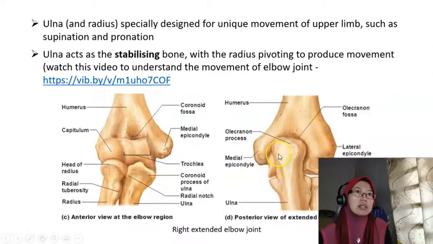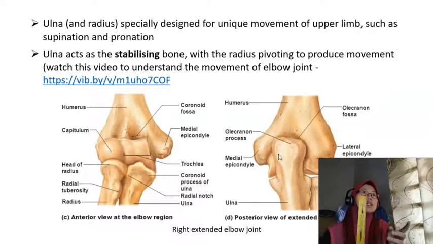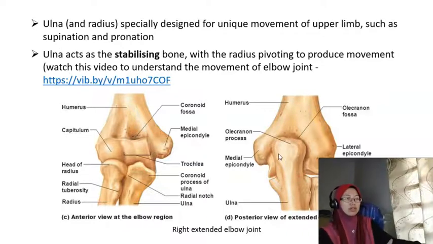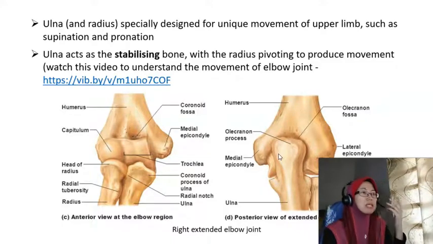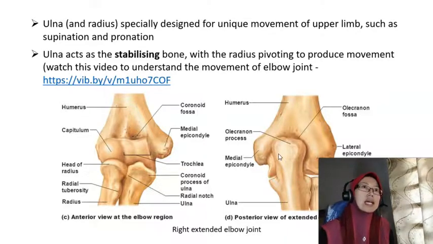So here, radius and ulna are especially designed for movement of your upper limb, basically for flexion and extension of elbow joint, and also the unique part is for supination and pronation. Ulna acts as the stabilizing bone with radius pivoting to produce movement.